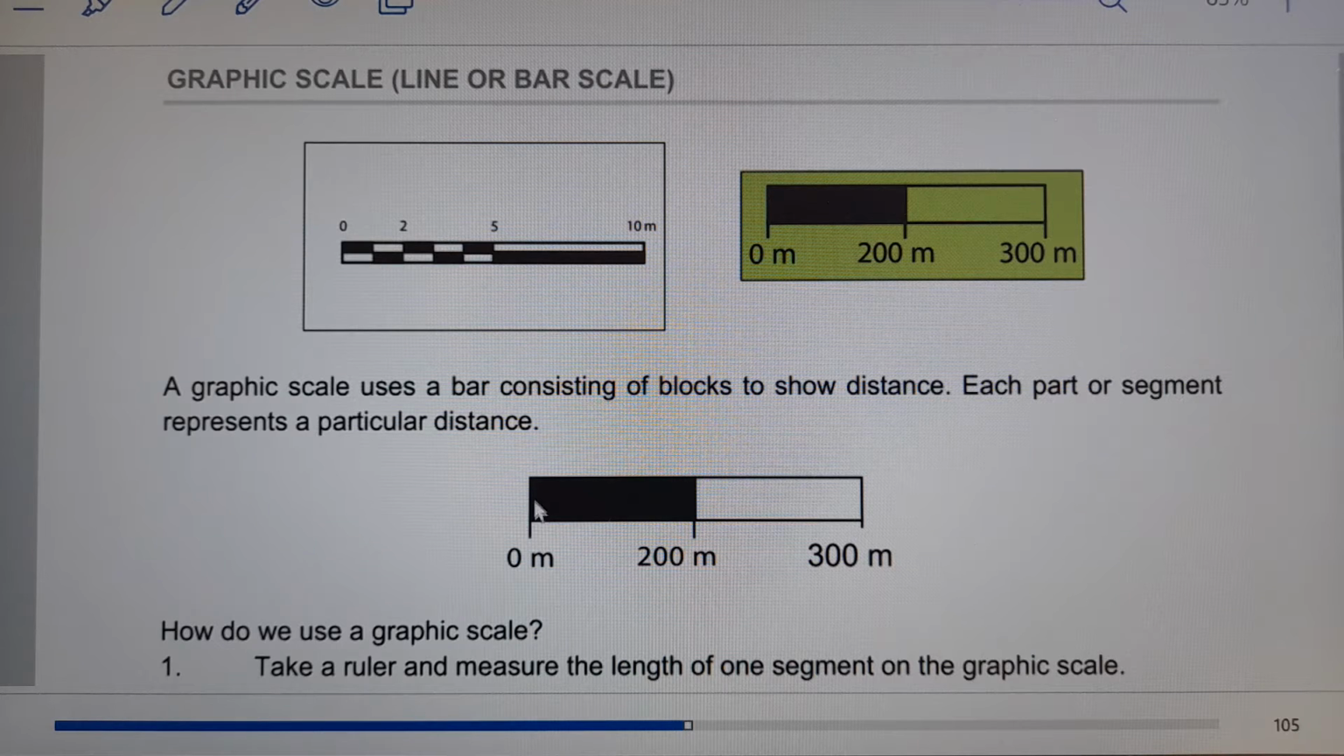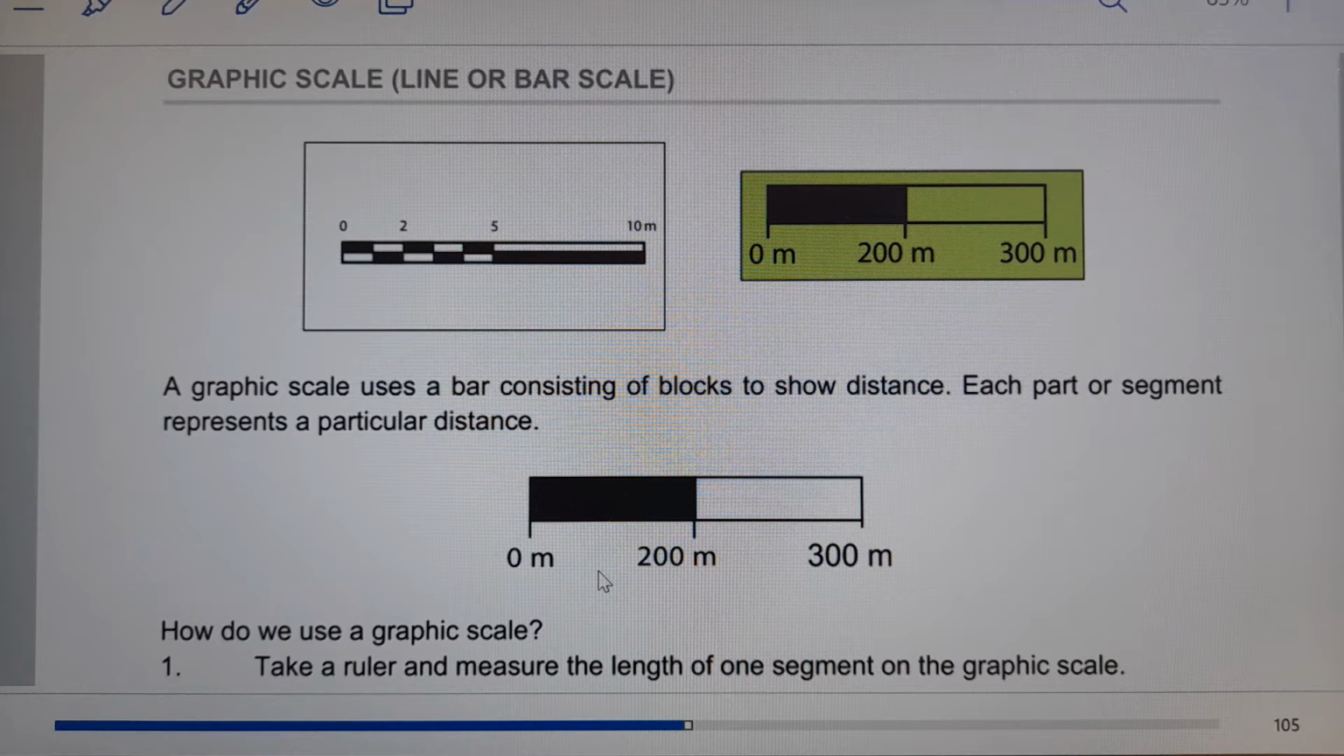You see, so a black block represents 200 meters, and this white one represents 100 meters. From here to here, it is 200. From here to here, it is 300 minus 200, which gives you 100. You see that? They say each part or segment represents a particular distance. Although these sections look equal, they are not equal. You always get it by taking the last minus the first one. So here it's 200 minus 0.